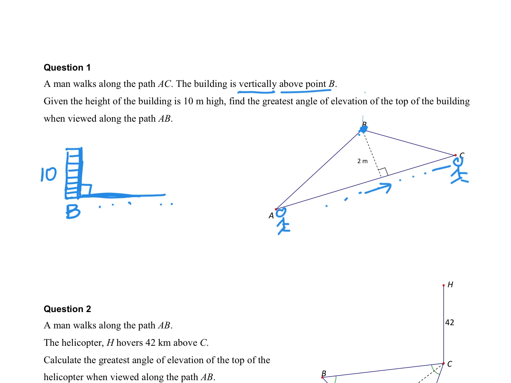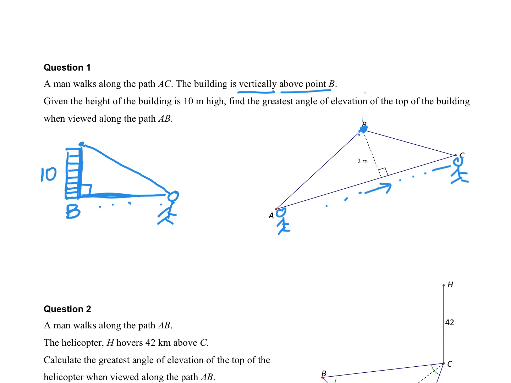Find the greatest angle of elevation of the top of the building. So somebody is standing at the top of the building, looking down at the man when he is walking on the path. Okay, angle of elevation of the top of the building. So, oh no, not looking down. He is looking up, sorry. He is on the ground.